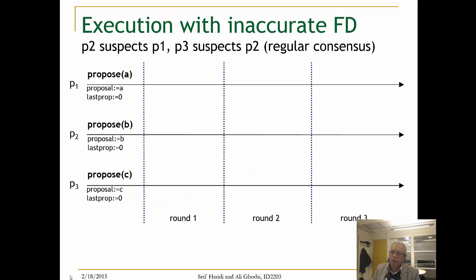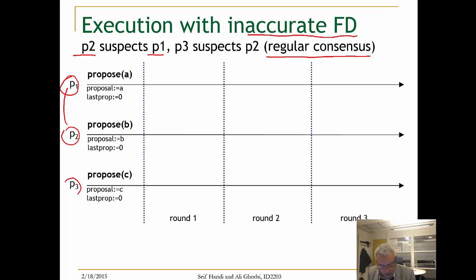So let us now look at the execution of the algorithm in the case that our failure detector is not perfect. So we are talking about an inaccurate failure detector, and we are first going to see an execution of the so-called regular consensus, where you immediately perform decide in your own round. We start with the following assumption. Assume our failure detector is not perfect. Processor P2 suspects P1, and P3 suspects P2. So let us see what is going to happen now.